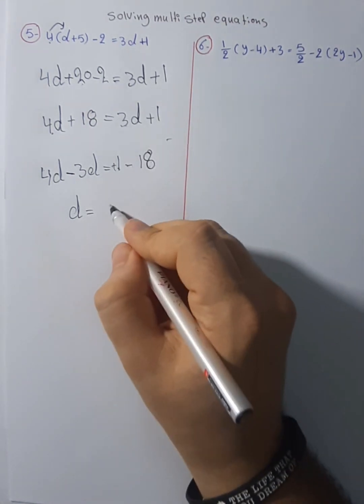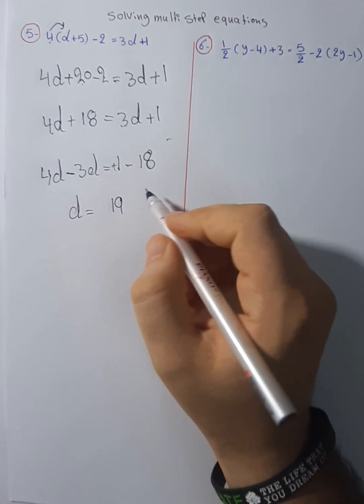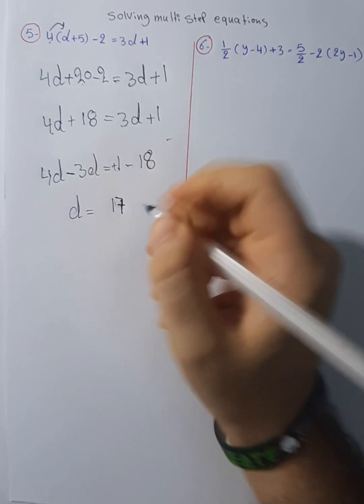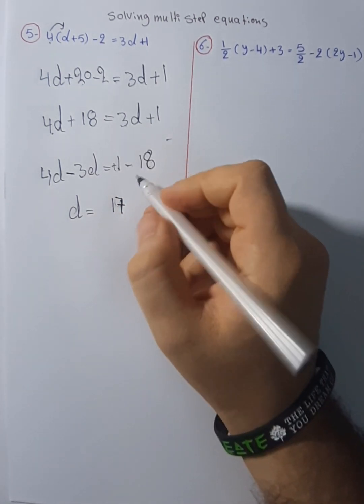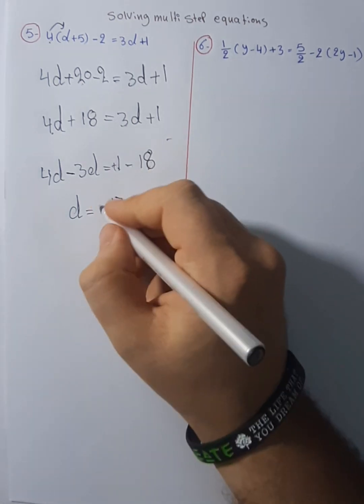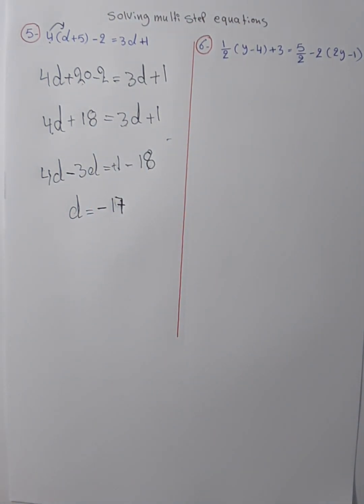18 minus 1 equal to 17, and then we have to write the sign of the large number. The large number is 18, and 18 is negative. We have to write negative 17. So the value of d is equal to negative 17.